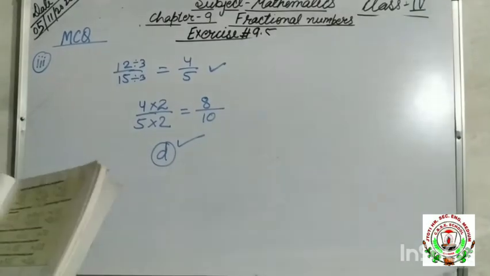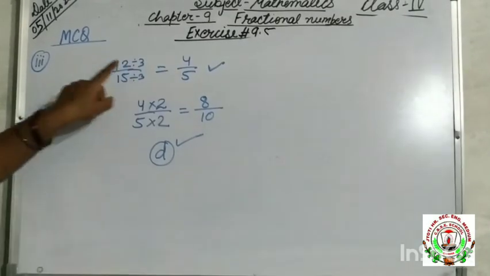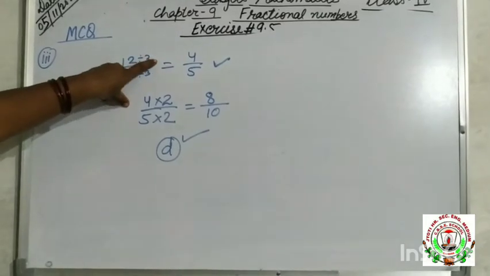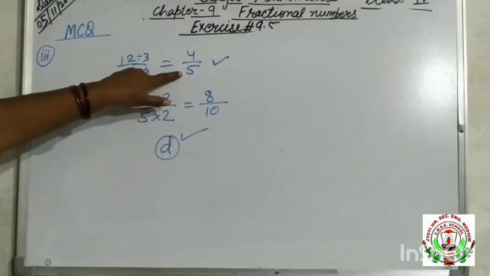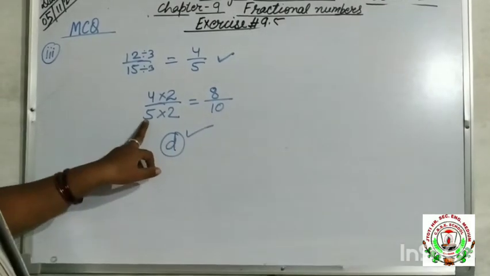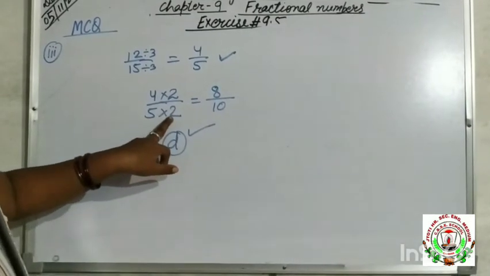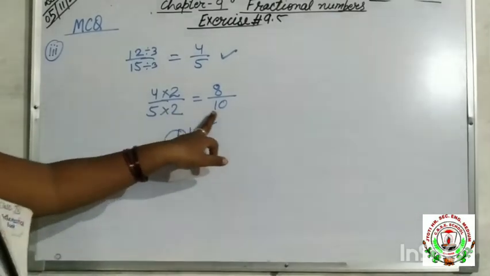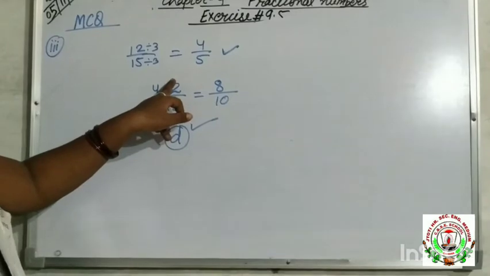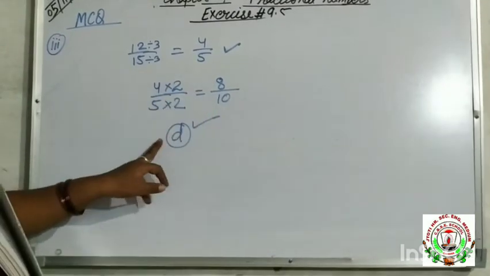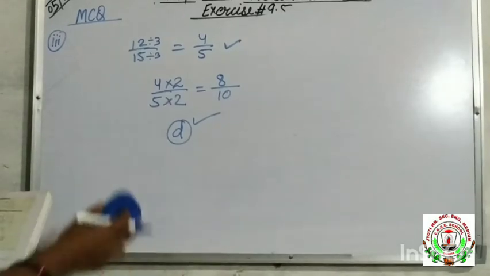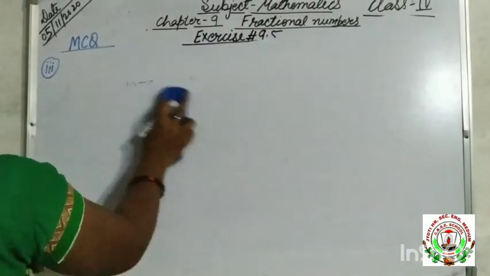First we will find out the original fraction, because 12 and 15 are divisible by 3. So we get 4 by 5. And what is the question? The denominator will be 10. So when we multiply this 5 by 2, we will get 10. So 5 twos are 10. The same number you will multiply in the numerator. 4 twos are 8. So D is the correct answer. Understood?